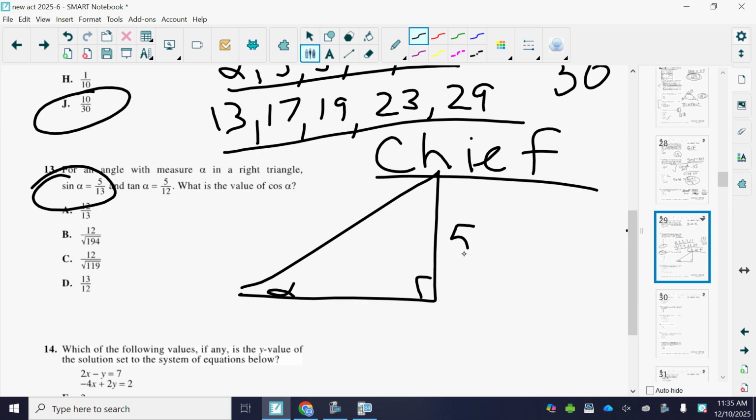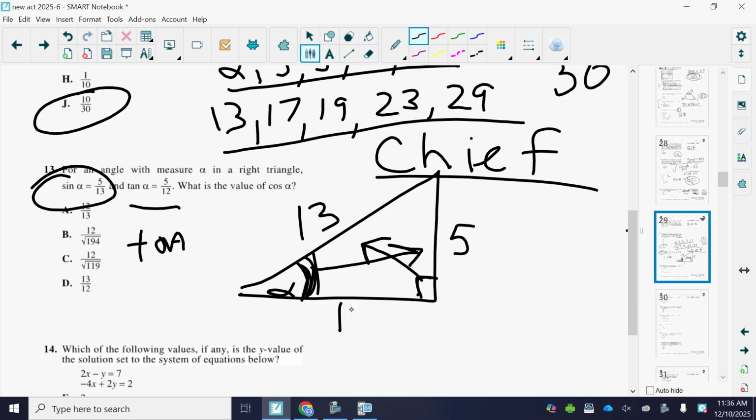Sine is 5 over 13. That means the opposite side is 5. Here's the angle. Where's the opposite, y'all? It's away from the angle. Where's the hypotenuse? Opposite the right angle. And then the tangent stands for opposite over adjacent. So the opposite is 5 and the adjacent is 12. So what's the cosine? The cosine is the adjacent over the hypotenuse. It's 12 over 13. Choice A.